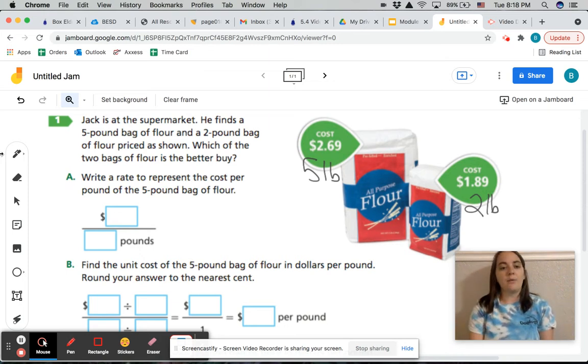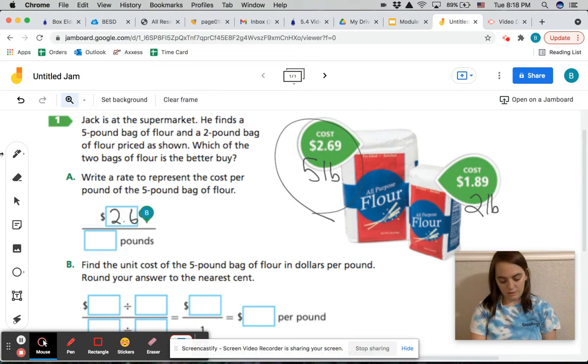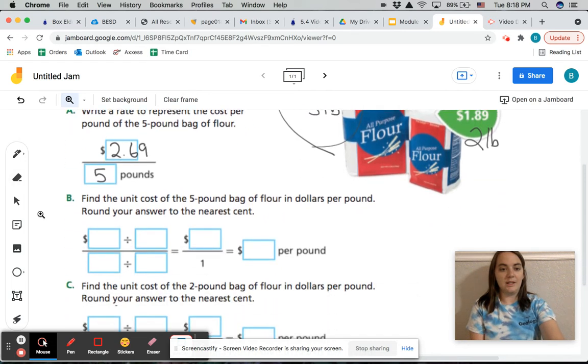Okay, part A, write a rate to represent the cost per pound of the 5-pound bag of flour. So for the 5-pound bag of flour, we are going to write this out as $2.69 for 5 pounds. Now we're going to find the unit cost of the 5-pound bag of flour in dollars per pound. And we're going to round our number to the nearest cent.